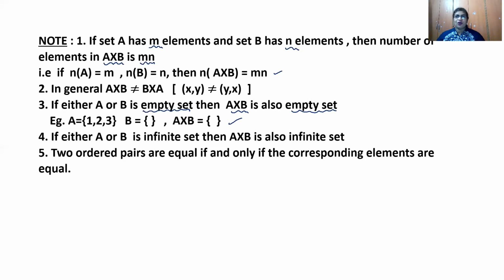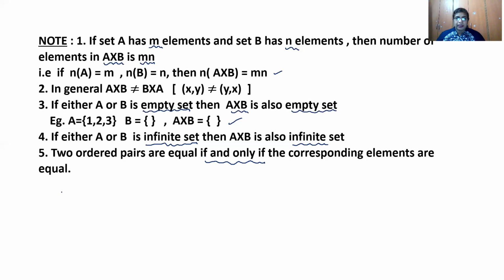Next, coming to the fourth point. If either A or B is an infinite set, then what will happen? A cross B also will be an infinite set. And the last point, 2 ordered pairs. Okay, so suppose I have 2 ordered pairs, they are equal if and only if their corresponding elements are equal.